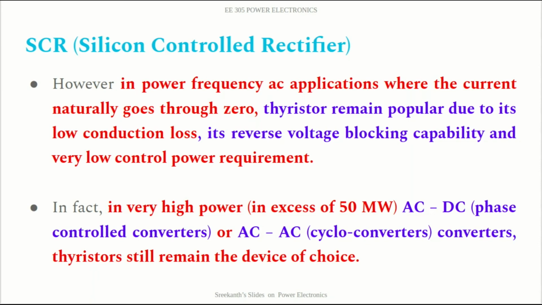In fact, in very high power, in excess of 50 megawatt, AC-DC phase control converters, or AC-AC cycloconverters, thyristors still remain the device of choice.